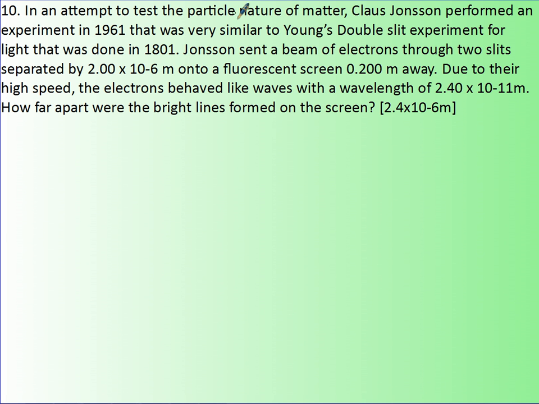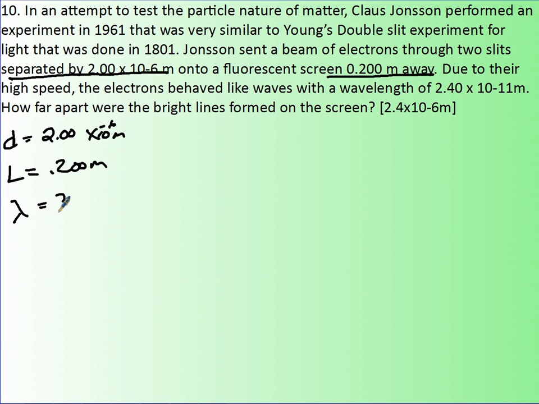All right, in an attempt to test the particle nature of matter, Claus Jonsson performs an experiment in 1961, which is very similar to Young's double slit. Jonsson sets a beam of electrons to two slits separated, so that's my slit separation, by 2.00 times 10 to the negative 6 meters onto a fluorescent screen that is 0.2 meters away. The screen is a distance L, 0.200 meters away. Due to their high speed, the electrons behave like waves with a wavelength lambda of 2.4 times 10 to the negative 11 meters. How far apart were the bright lines formed?